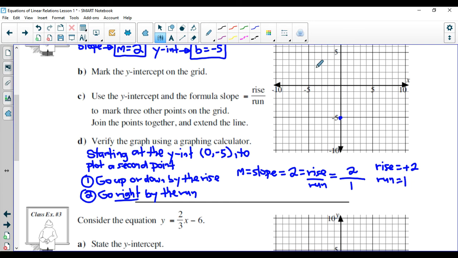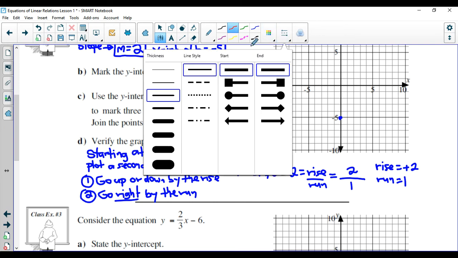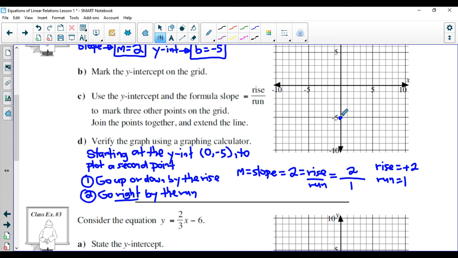So here's what I'm going to do on the graph now. I want to plot a second point, because if I have a second point, I can then draw a straight line. So on the graph, from the y-intercept, I'm going to go up by 2. If I go up by 2 here, that's a rise that would be equal to positive 2. And then I'm going to go right by the run. So I'm going to go across just by 1.